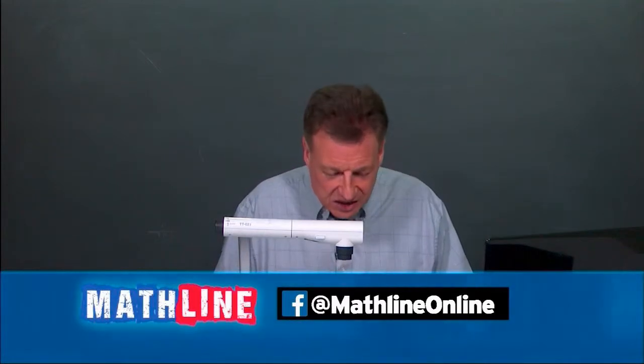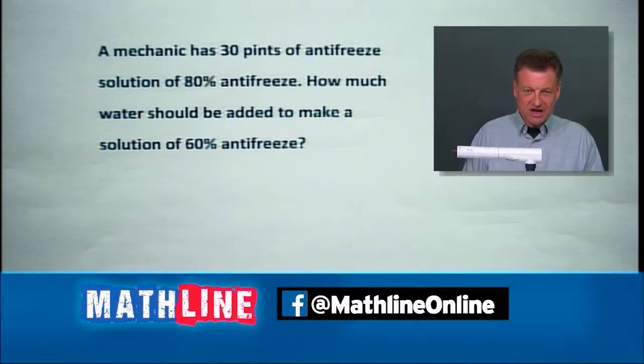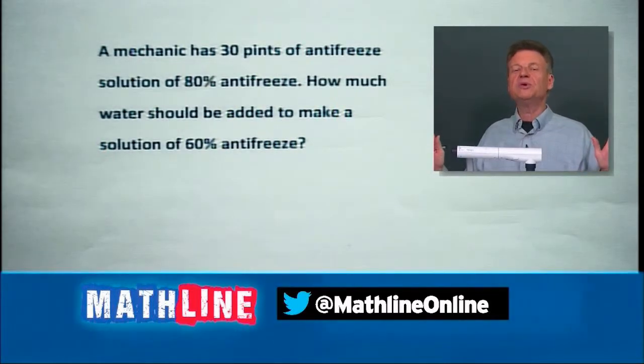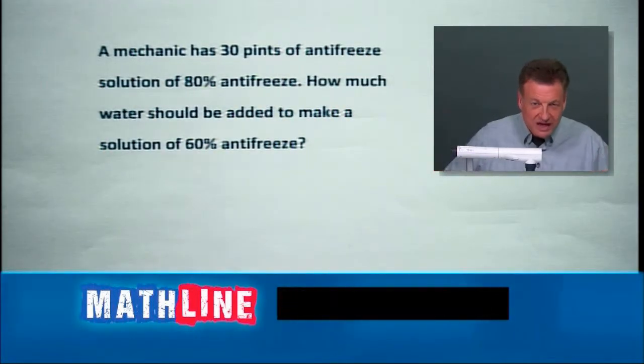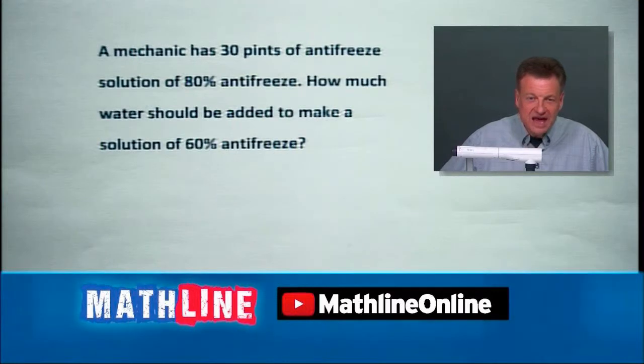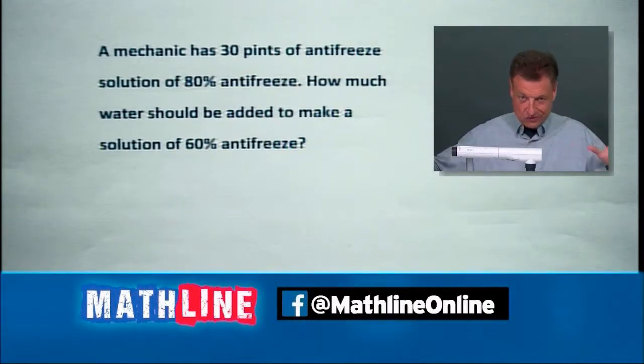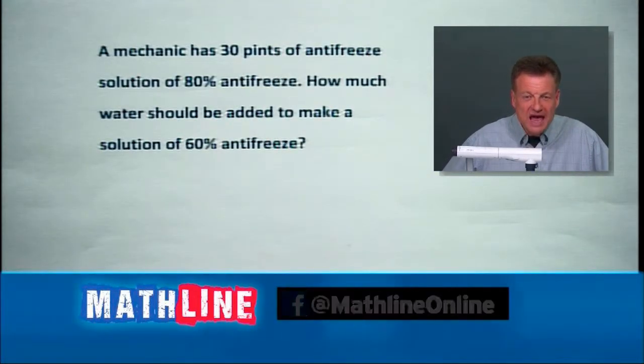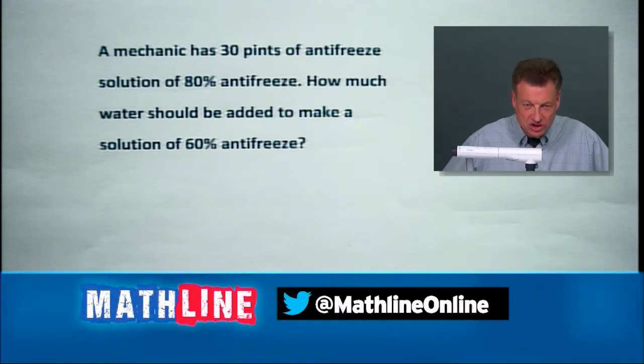Now, let's take a look at another type of mixing, all right? Got a mechanic. Everybody says, when am I ever going to use math? Here we go. Has 30 pints of antifreeze solution that is 80% antifreeze. That means 20% water, okay? How much water should be added to make a solution of 60% antifreeze.